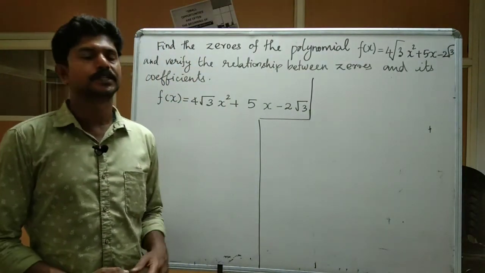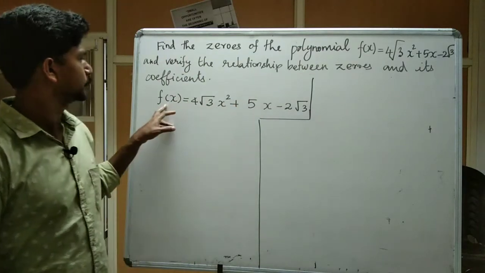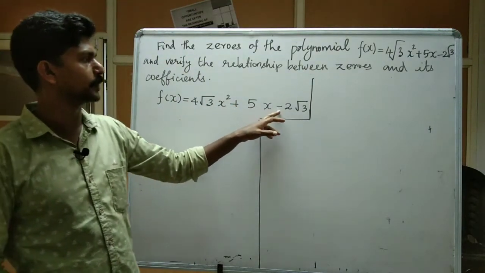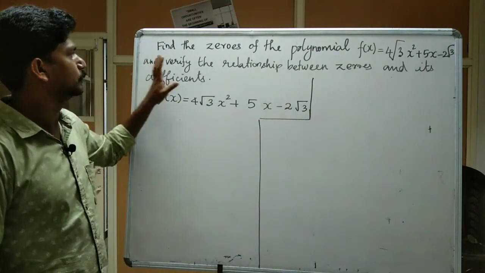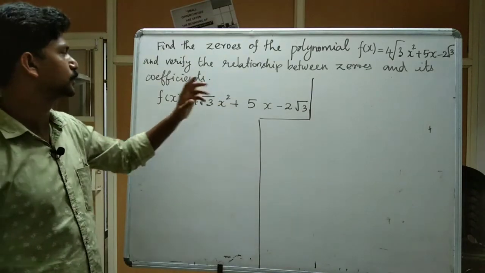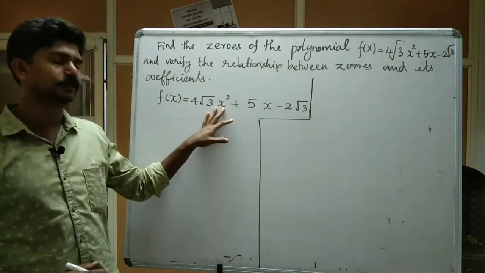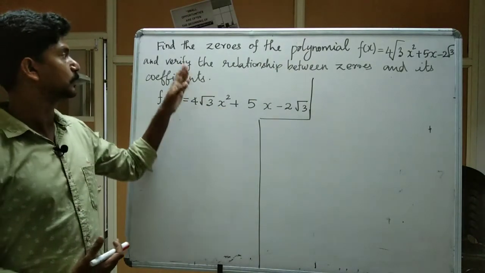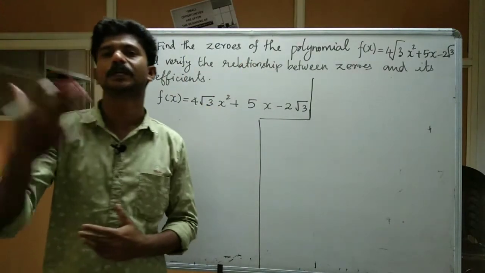So dear students, we have this question: find the zeros of the quadratic polynomial 4√3 x² + 5x − 2√3. We have to verify the relation between zeros and the coefficients. Today I am going to show you how to factorize and find the zeros. The remaining relationship between zeros and coefficients, you can try yourself.